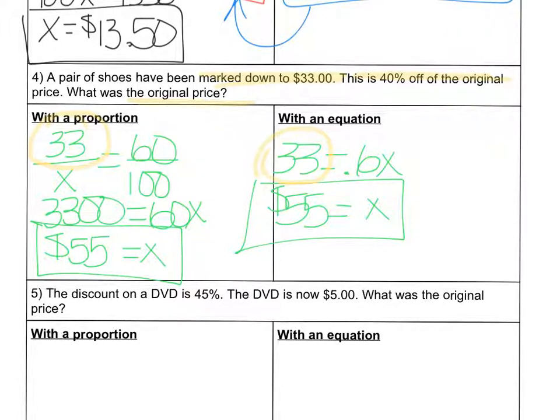All right, let's go ahead and look at number 5. We'll do the same thing. So go ahead and do number 5 on your own, and then we will review it together.